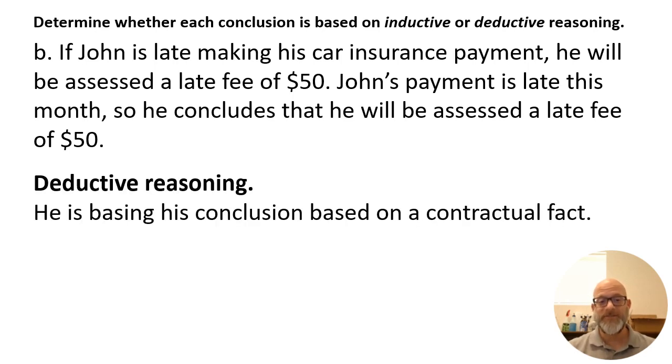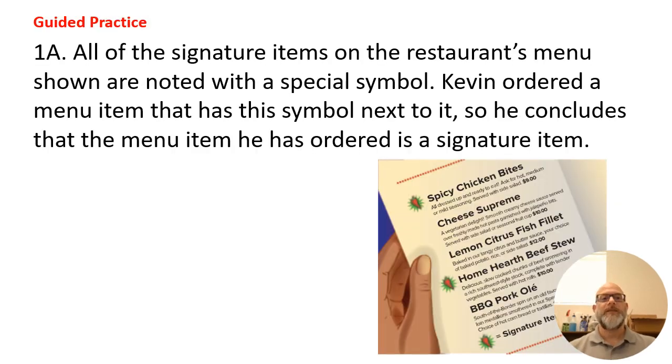This is deductive reasoning. He is basing his conclusion on a contractual fact. It's not up for debate. It's not a prediction he's making based on examples or experiences. He knows that in his contract it says if he's late in a payment, he owes $50. It depends on the fact. This is deductive reasoning. Why don't you try this on your own and then come back?